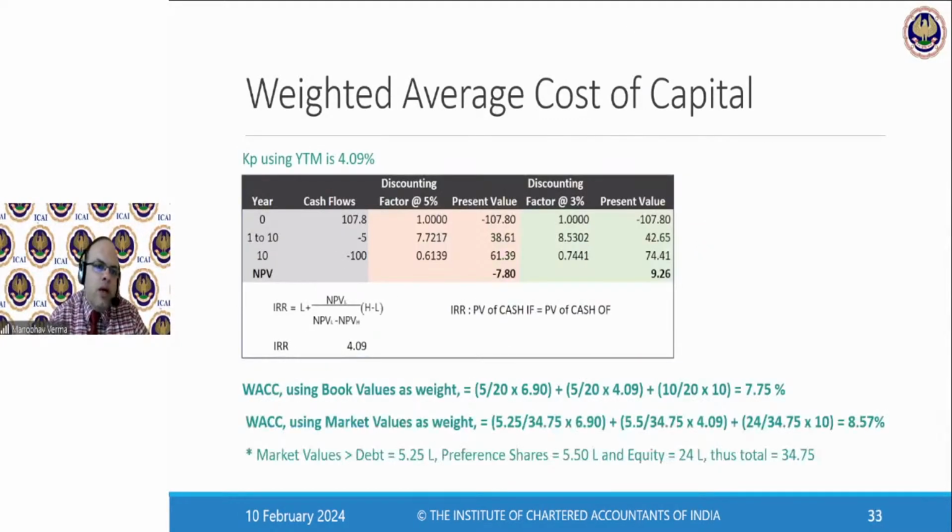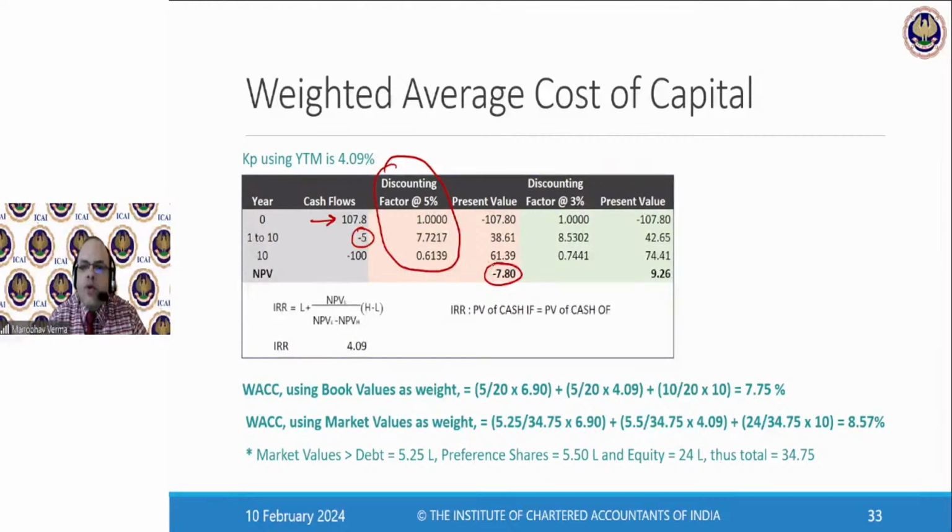So let's go to cost of preference shares now using YTM. Initial cash flow is 107.8. It was 5% preference shares, so 5 dividend. There is no tax reduction here for preference shares. And again, I have tried. Now look at this, guys. A lot of people were asking this question. Again, I took a random 5% rate. What I'm getting in result is negative present value.